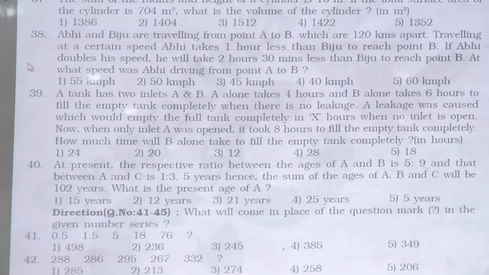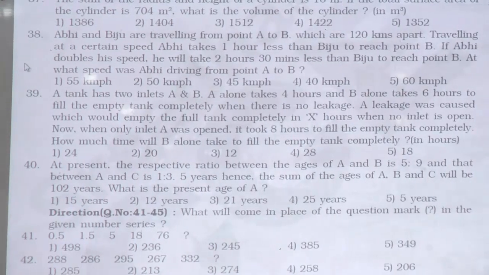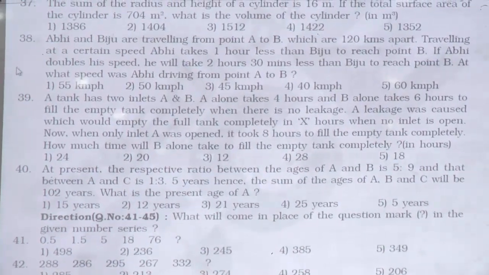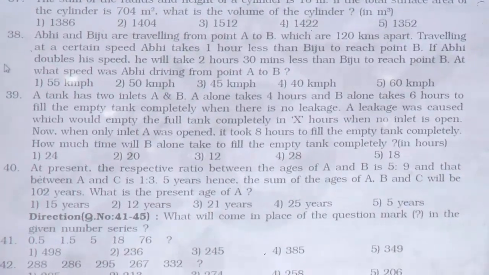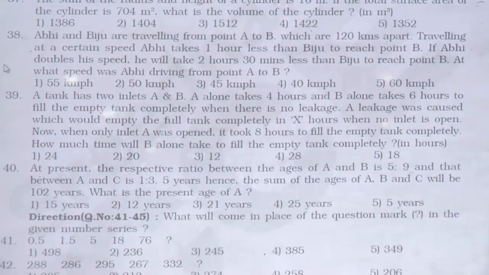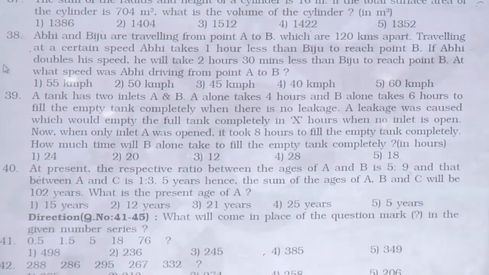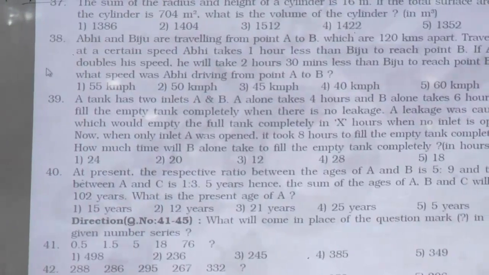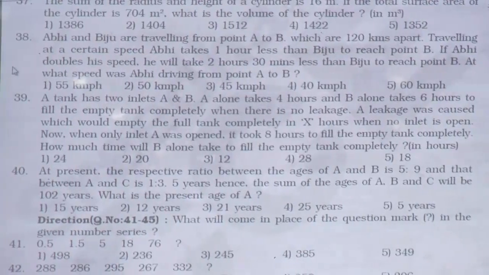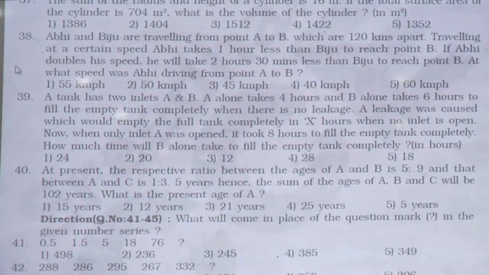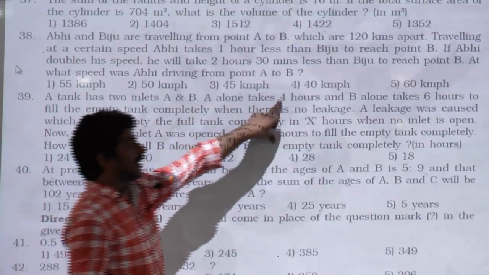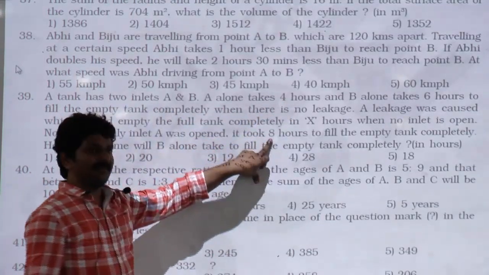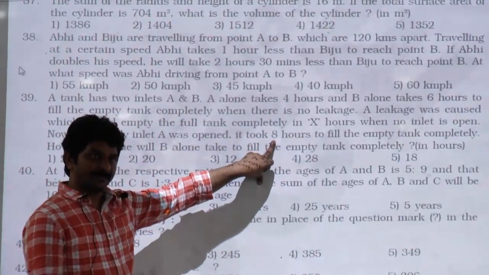Now, a tank has 2 inlets, A and B. A alone takes 4 hours and B alone takes 6 hours to fill that empty tank completely when there is no leakage. A leakage was caused which would empty the full tank completely in X number of hours when no inlet is open. Now, when only inlet A was open, it took 8 hours to fill the empty tank. Right, A actually alone takes how many hours to fill the tank? Now it is taking longer because of leakage.